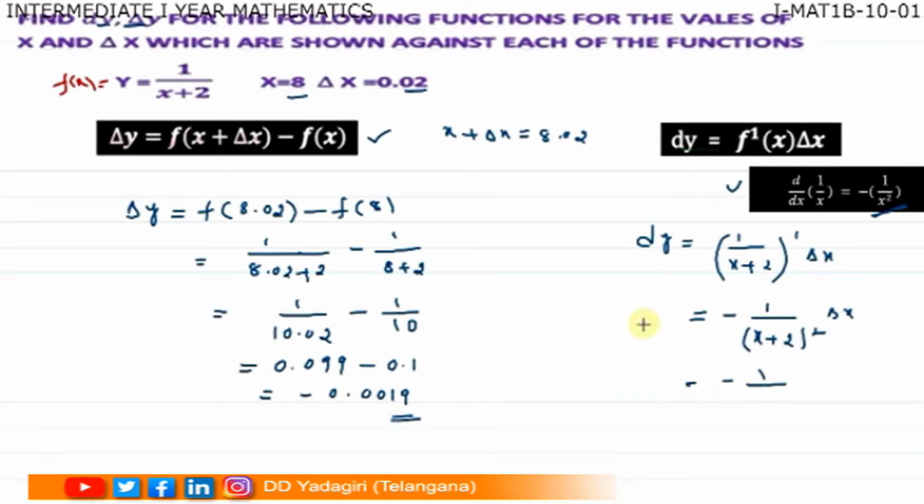Minus 1 by, x is 8, 8 plus 2 is 10, 10 square is 100, into delta x which is 0.02. On simplification, you will get minus 0.0002. Again, if we observe these two, I can derive delta y is approximately equal to dy. This is the result.